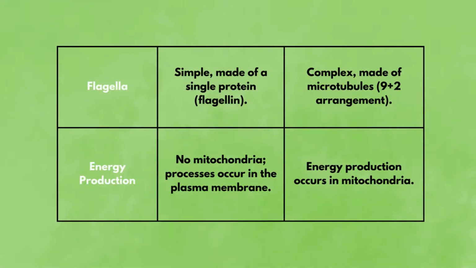11th one is flagella. Prokaryotic flagella are simple structures made of a protein called flagellin. Eukaryotic flagella are complex, with a 9+2 arrangement of microtubules.